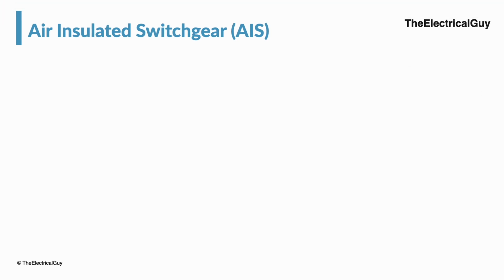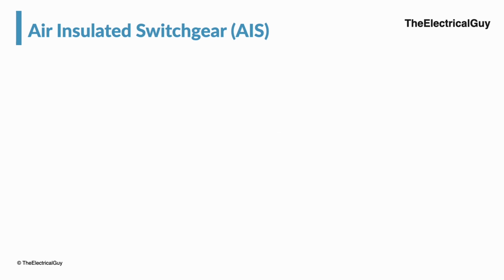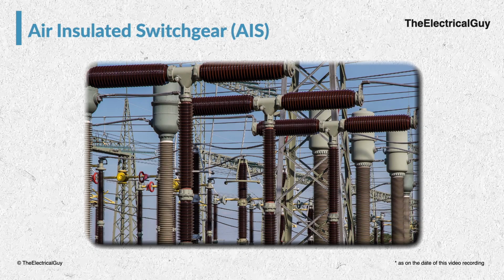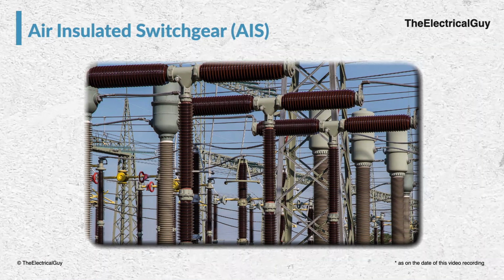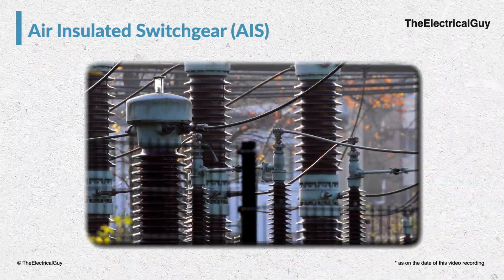Air insulated switchgear is the most common type of switchgear used in a substation. More than 70% of the substations all over the world use AIS technology. So if you are an electrical engineer, it is necessary to have an understanding of air insulated switchgear.